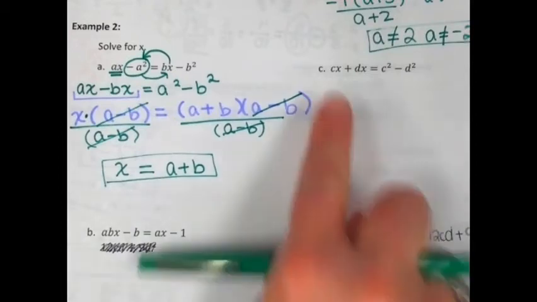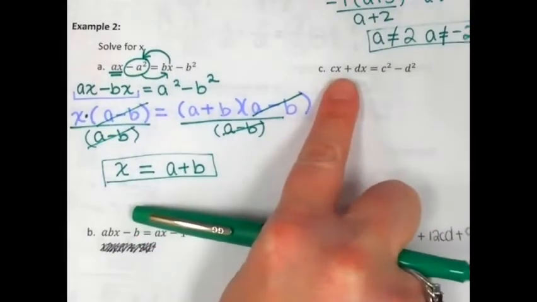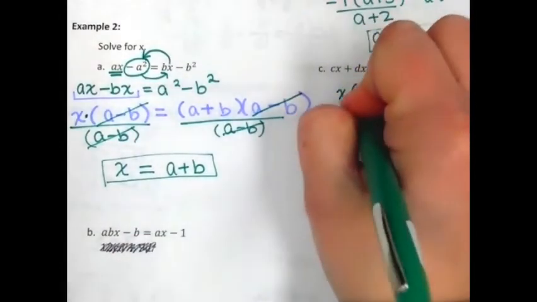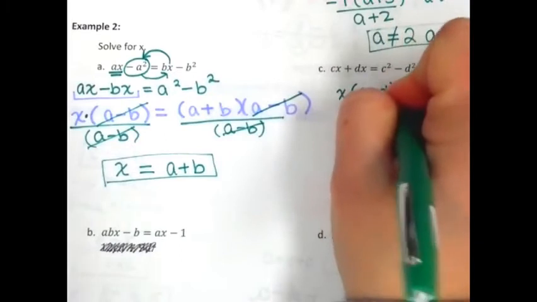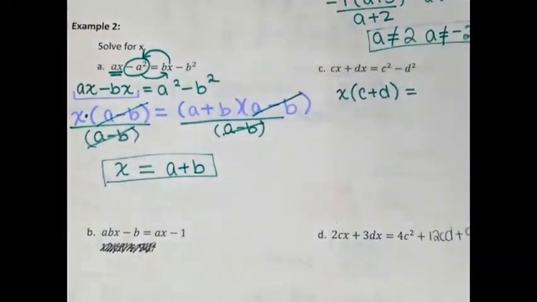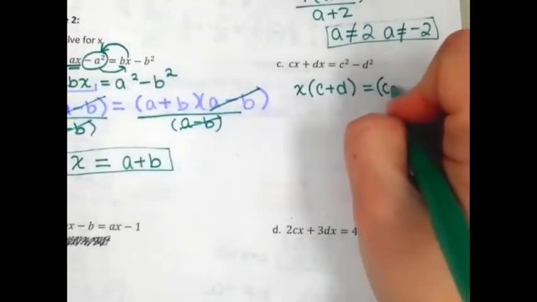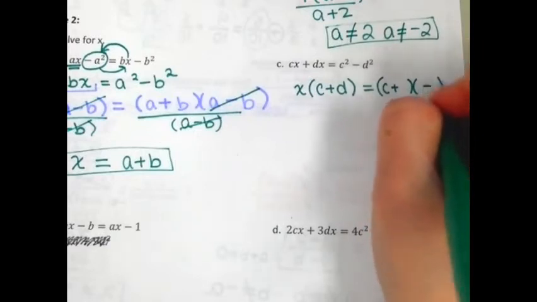Okay. So we have our x's on the same side. So can't I factor out my x here? Yep. So let's go ahead and factor it out. And then I'll have c plus d left over. What do you notice about c squared minus d squared? Difference of two squares, so I can factor that as what? 1 plus and 1 minus. And what do we get?